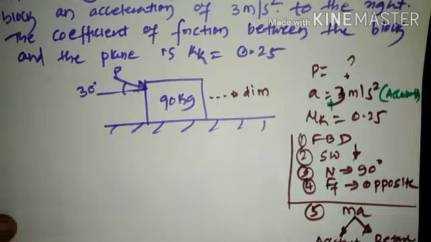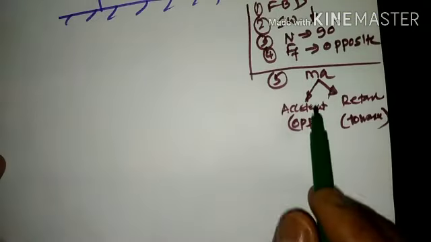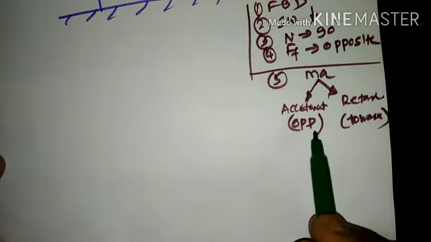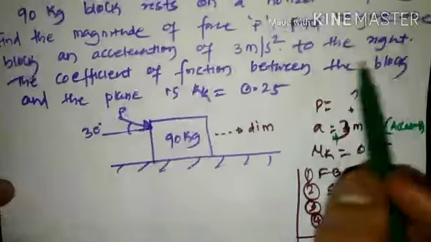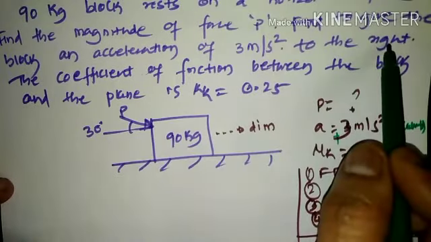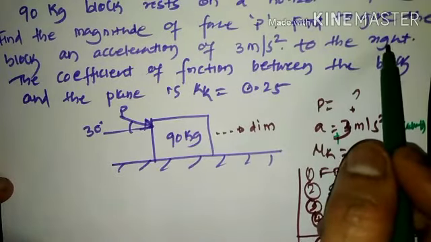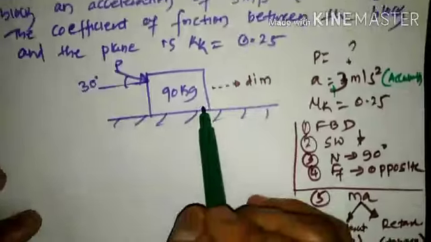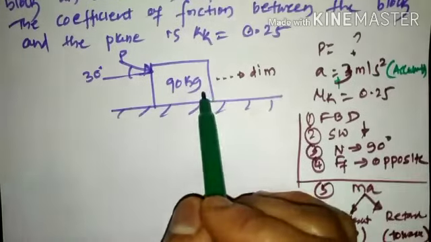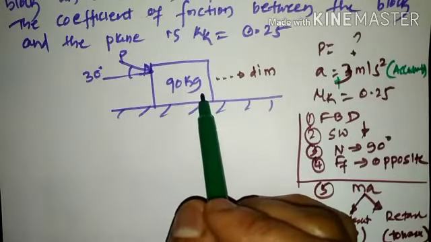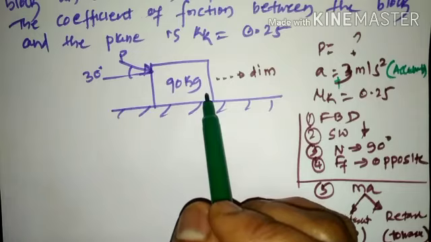And here, in case of acceleration, the direction of inertia force shall be considered opposite to the movement of the body. And the movement of the body is towards the right hand side. So inertia force shall be considered towards the left hand side. In this particular case, direction of frictional force and direction of inertia force will be along the same orientation, that is towards the left side.